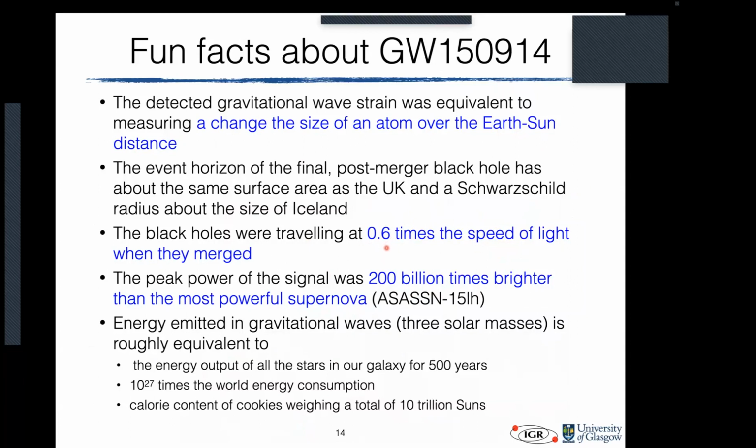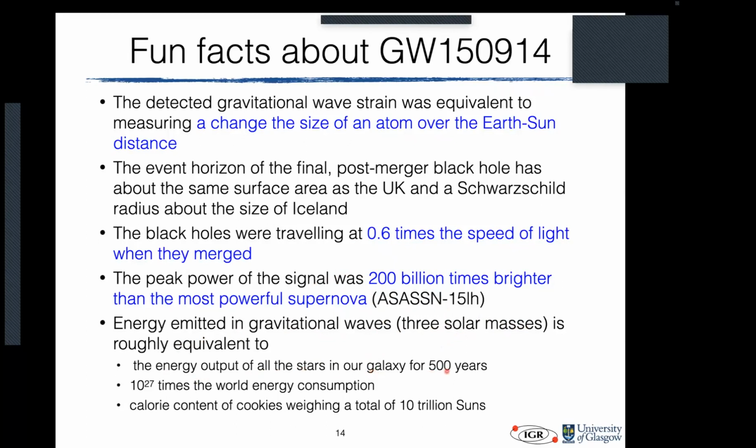And because you need so much energy to basically curve space-time, at the peak power, this was 200 billion times brighter than the most powerful supernova for this gravitational wave. And if you look at the total energy emitted in gravitational waves, which was estimated to be about 3 times the mass of the sun, 3 solar masses, then this energy is equivalent to the total output of all stars in our galaxy for 500 years.